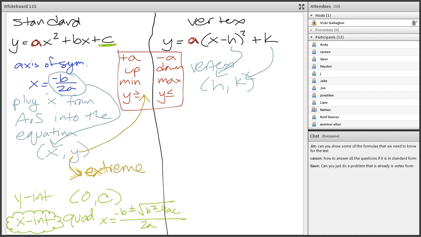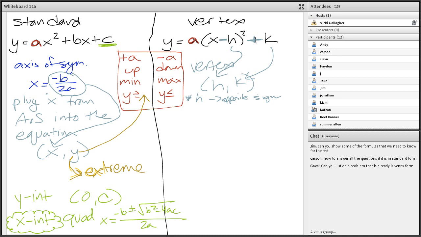For your letter h, you have to do the opposite sign. So if you look in the original equation, it's subtracting h. So I'm looking for the number that's being subtracted. And so if it says x minus 3, I would write a positive 3 because that's the number that's being subtracted. For the k, since the k is being added, you just take the number.